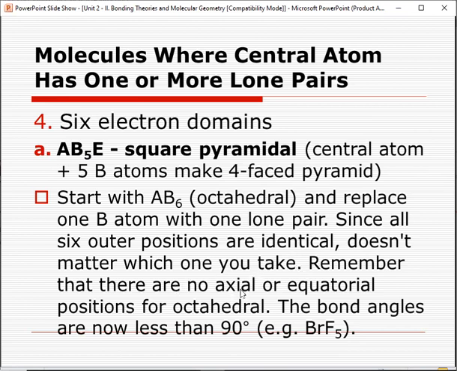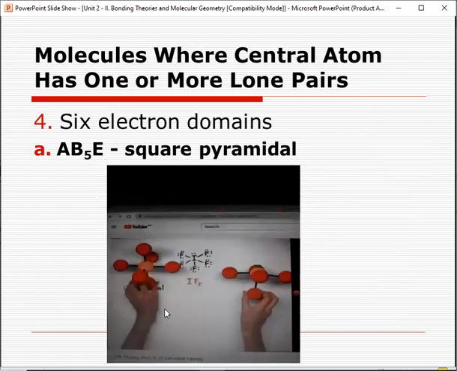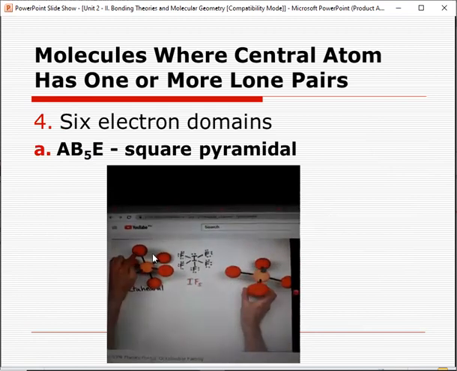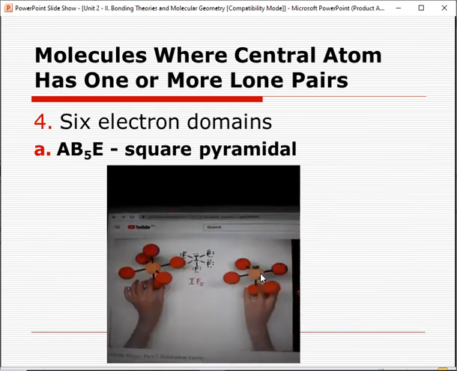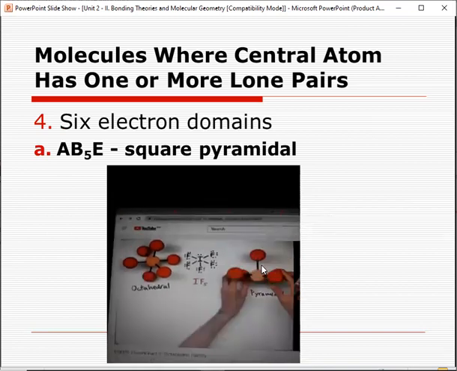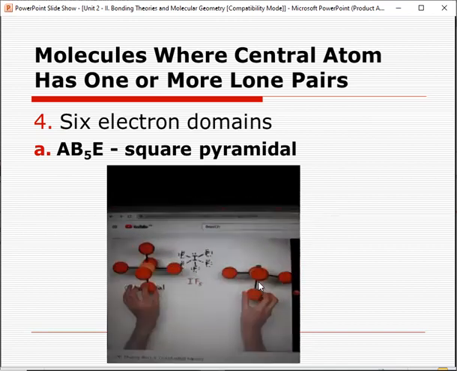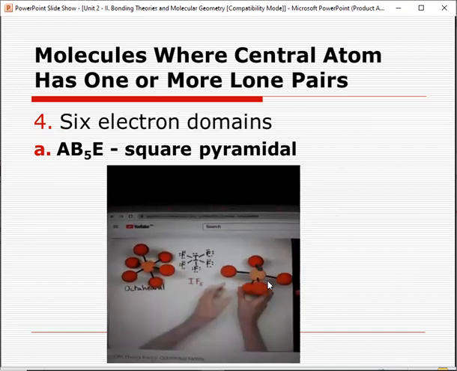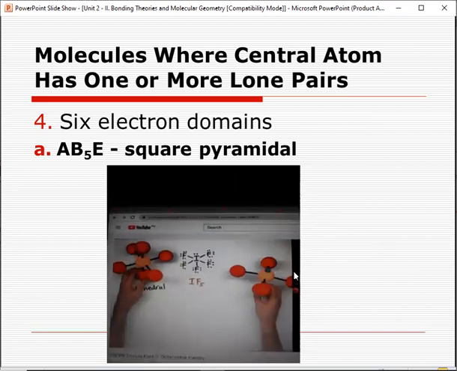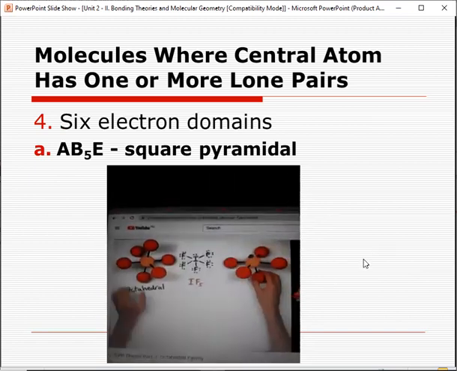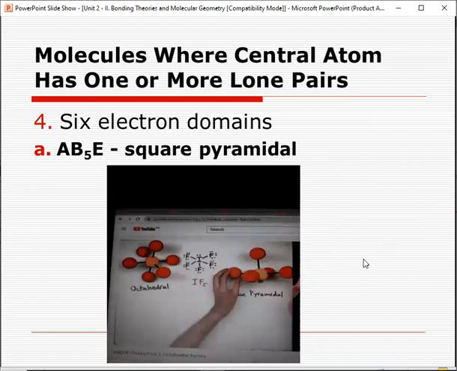So remember that there are no axial or equatorial positions for octahedral. The bond angles are now less than 90 degrees. Example is BrF5. So this is the octahedral. Kuhaan nimo og isa para imuhang pulihan og lone pair. So ang tawag na sa iya is square pyramidal. And the bond angle is now less than 90 degrees. So that is the actual picture for square pyramidal. Mura siyag pyramid na.